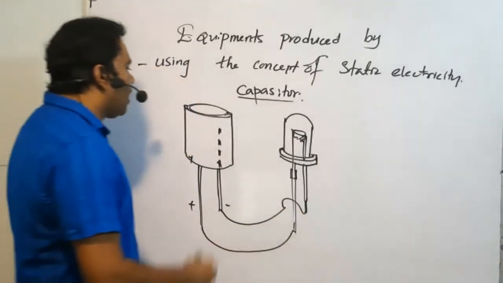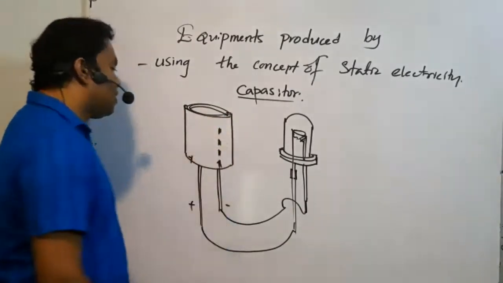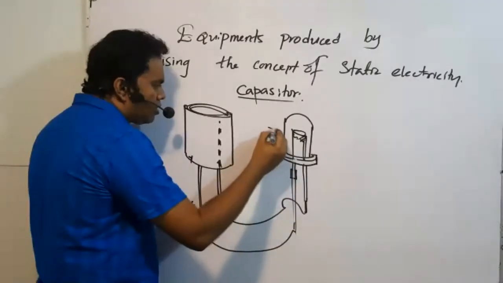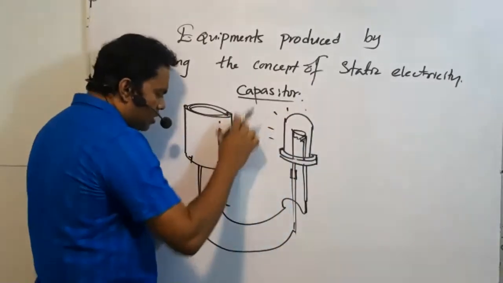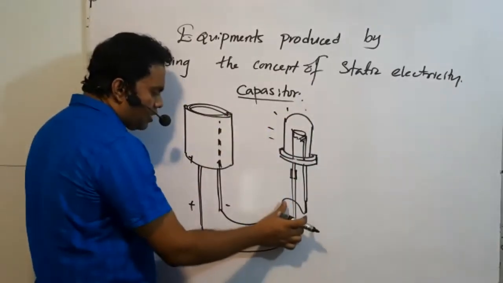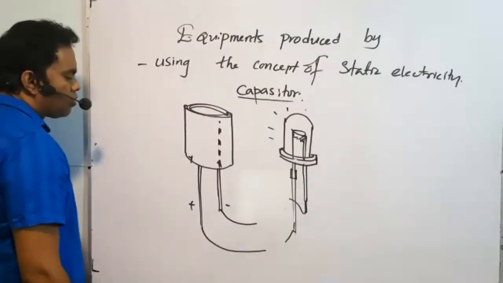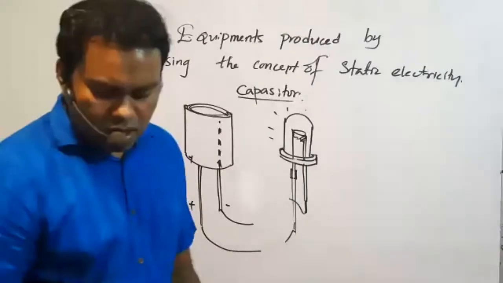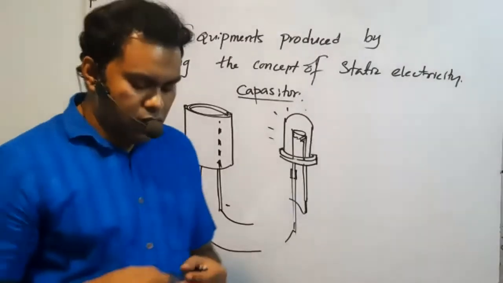Now, what would happen if this capacitor is charged? The light will light up. The light emitting diode starts to emit light. But this capacitor is not already charged, therefore first of all we have to charge it. So what do we do? We have to connect it to a cell. Two batteries? Yes, you can use two batteries.